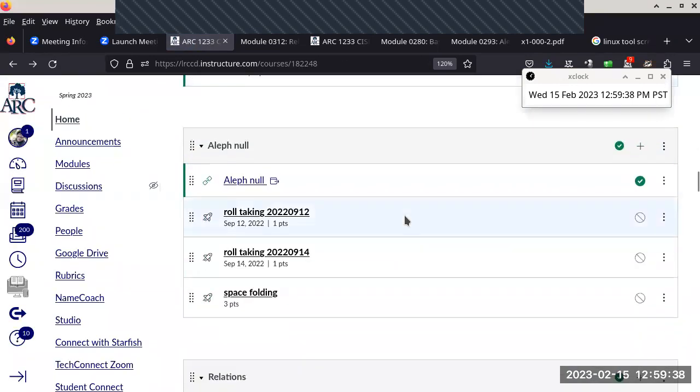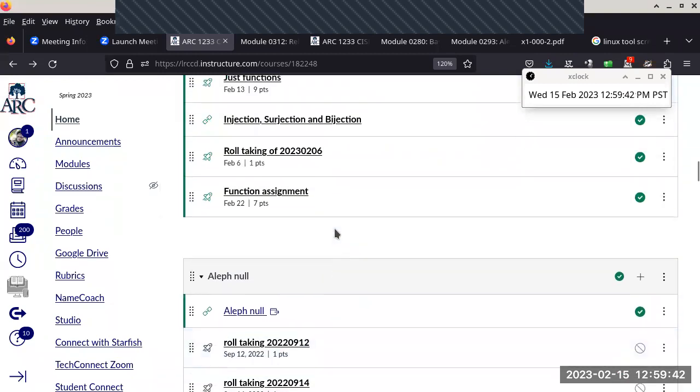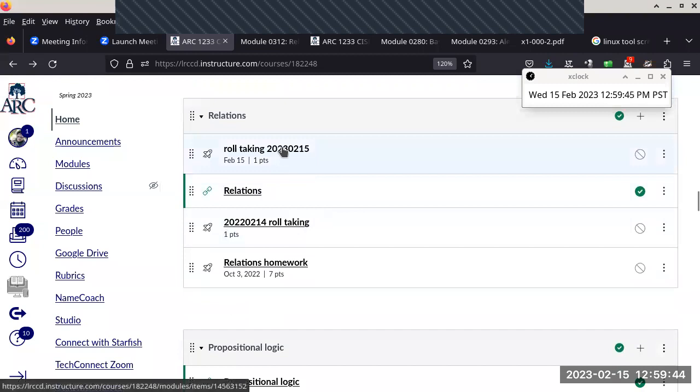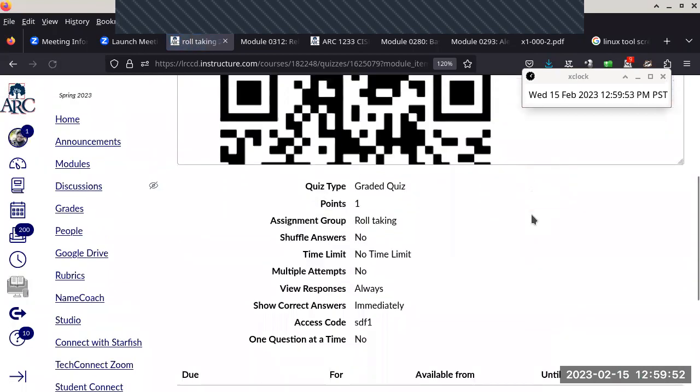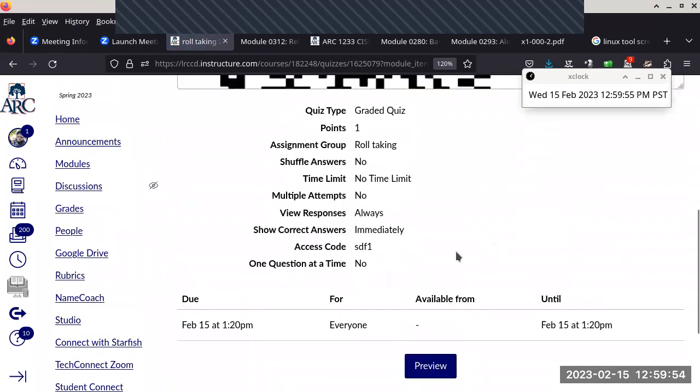All right, so the calendar, the road taking thing is for today, and I moved it to road taking here. You cannot see it yet because I have not shown you the access code. So I have done something. So let me first show you the access code. It is SDF1. Okay, I'll put it on the whiteboard. SDF1, or in lowercase.